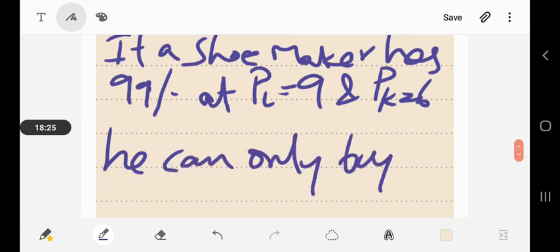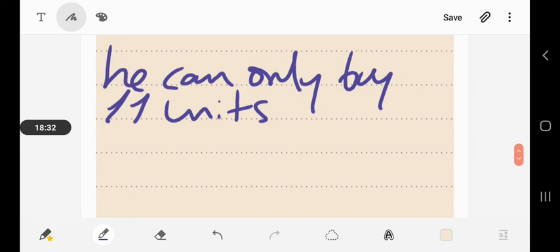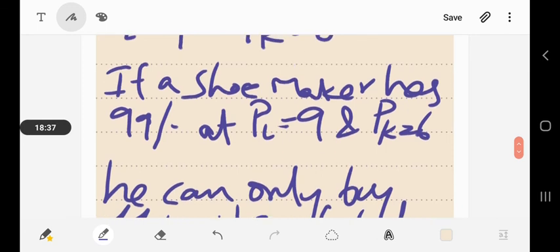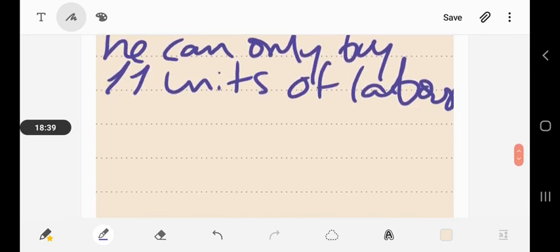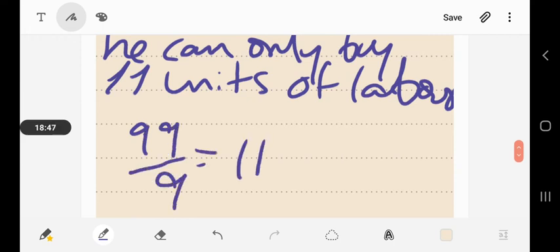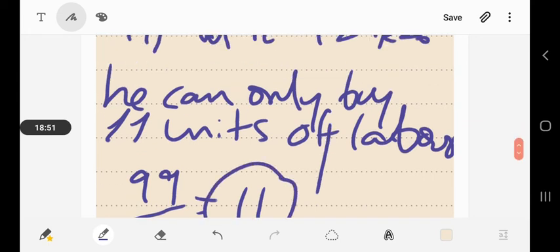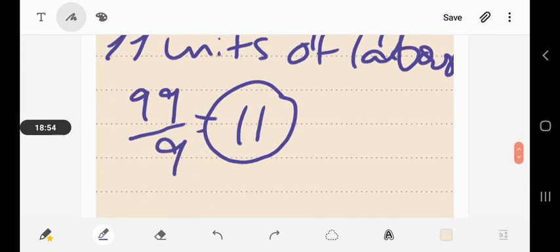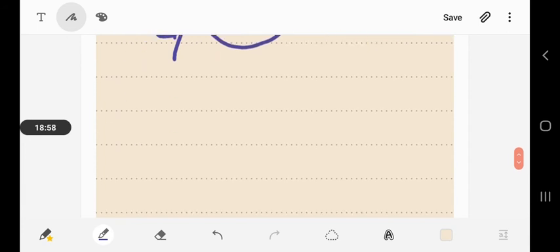Since the labor cost is 9 rupees, 99 divided by 9 rupees is equal to 11. So he can only buy 11 units of labor.